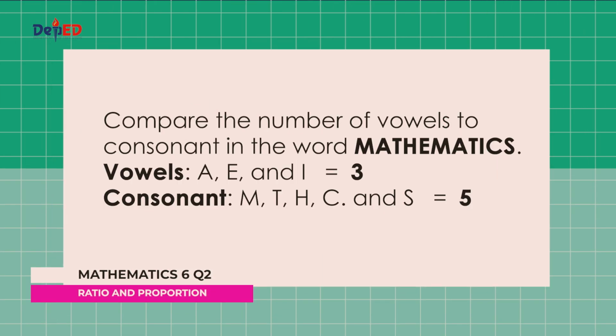Compare the number of vowels to consonants in the word mathematics. We have the vowels A, E, and I. So there are 3 vowels in the word mathematics. And we have the consonant letters M, T, H, C, and S. And there are 5 consonant letters in the word mathematics.